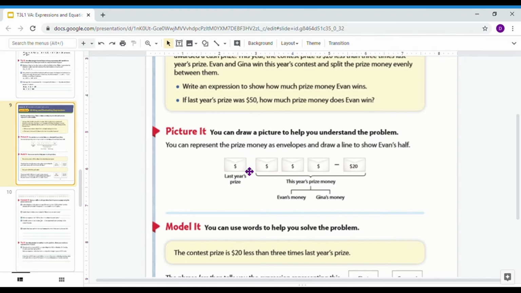So I can see that they took last year's prize money, which is 1 envelope, and they tripled it. So they drew it as 1, 2, 3 times. So last year's prize money times 3. And then they subtracted $20 at the end. And that's the overall prize money. But then they won it together, Evan and Gina. So they have to split that money directly in half.